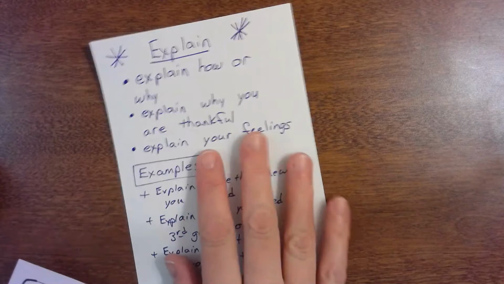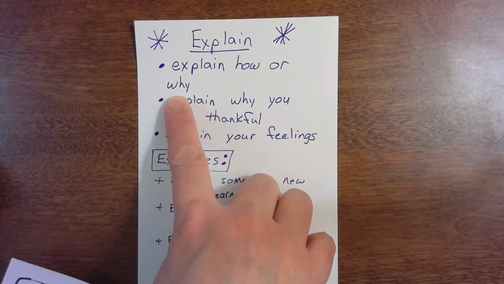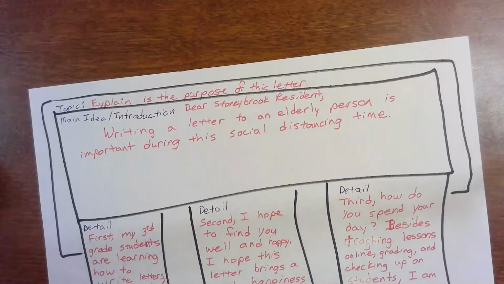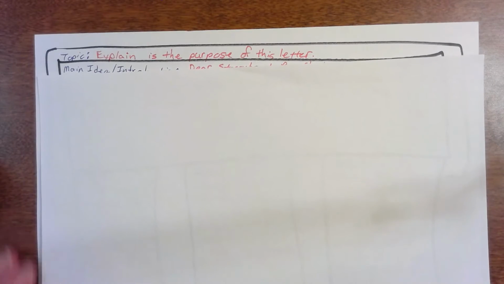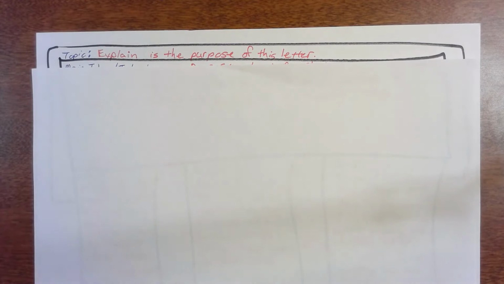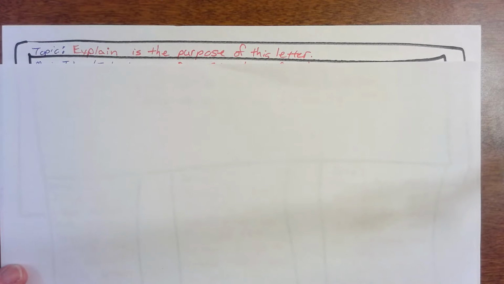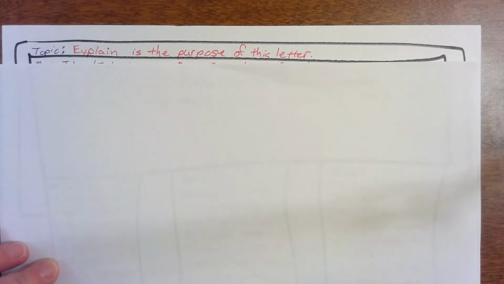All right, so what I'm going to do is explain how or why we have a 3rd grade letter writing assignment. That's what I'm going to do. So I'm going to write to an elderly person in the assisted living at Stony Brook's Suites. And this is, if you recognize it, our tabletop strategy. You can actually use the tabletop strategy to write a letter. Okay, so the topic is, I'm going to be explaining the purpose of this letter.